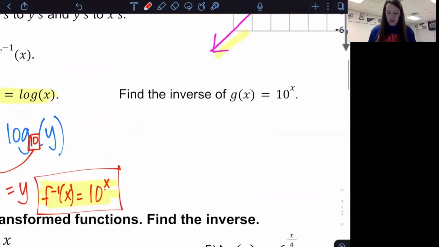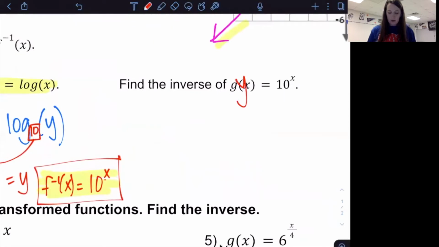Okay, let's show that the reverse is also true. So here I'm going to change g of x to y. Then I'm going to switch my x and my y. So x equals 10 to the y power. Okay, step 3 says we need to solve for y. We need to get that y by itself. Once again, you might not know how to get that y by itself. So let's just, like I said, convert it to logarithmic form and see what happens.